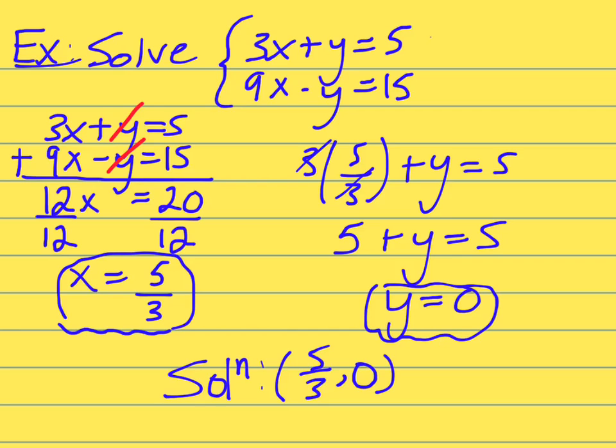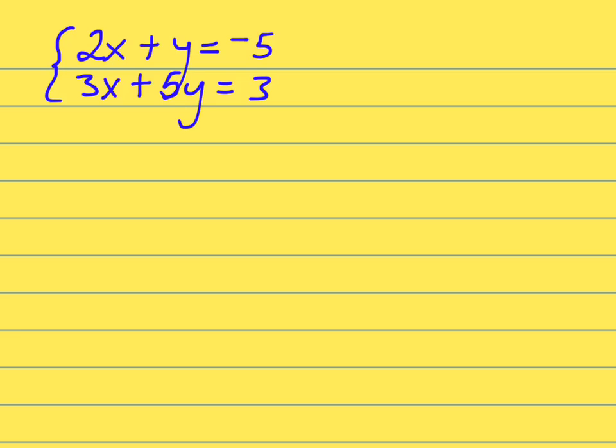That's not that hard of an example because I didn't really have to manipulate the system at all. I didn't have to multiply by a number. In this next example we will have to do that. If you look at this example, I don't have opposite variables. The closest thing I have is the y and the 5y. Usually if there's a variable without a number in front of it, that's the variable I'm going to pick to eliminate. So in this case I'm going to eliminate y.